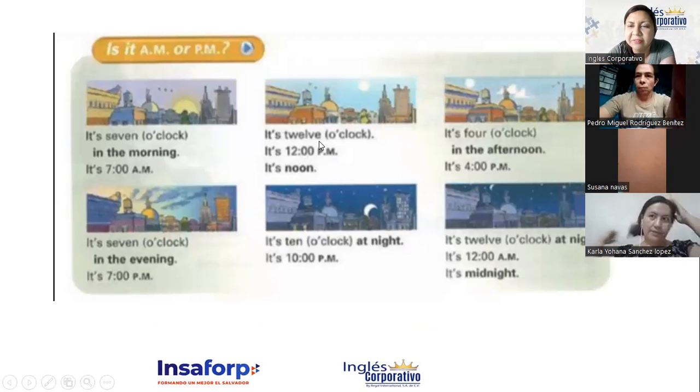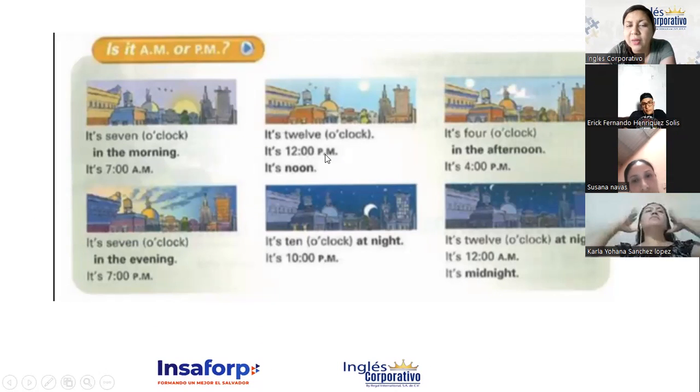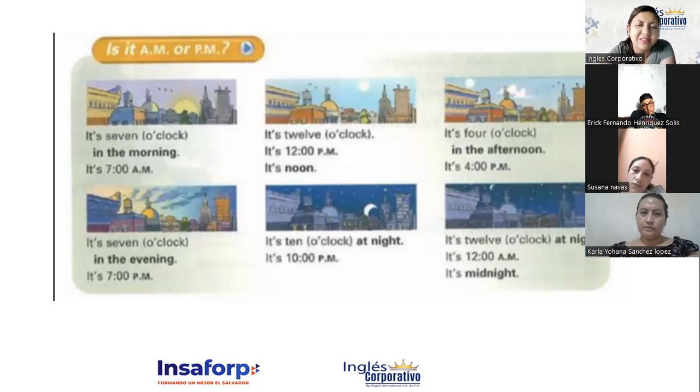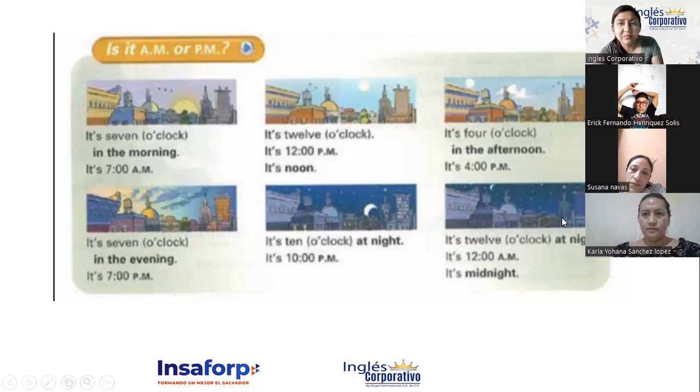Okay, así. It's 12 o'clock. It's 12 p.m. or it's noon. It's 4 in the afternoon or it's 4 p.m. Okay, we have morning, noon, afternoon. It's 7 in the evening. Son las 7 de la noche. It's 7 p.m. It's 10 at night. It's 10 p.m. at night. Ya las 8, 9, 10, 11, it's night, okay? It's 12 at midnight. It's 12 at night, it's 12 a.m. or it's midnight. Midnight, yes?